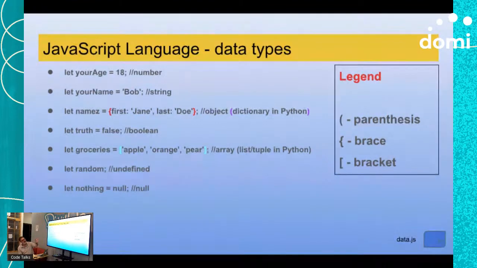We can have it be an object. An object is kind of interesting. That's what names is. Objects are annotated with braces. That's the things in red there. That's sometimes referred to as a dictionary in Python. So if you're coming from Python, dictionary, object, they're the same thing. So that's kind of nice. It uses a key of first and last, and then it has a value. So it's a key value pair is the way that works.